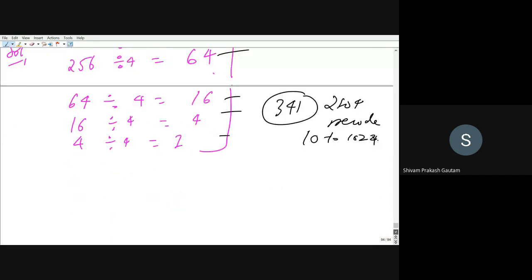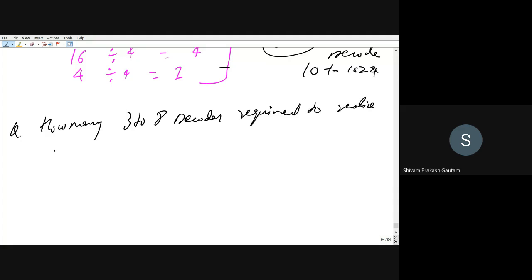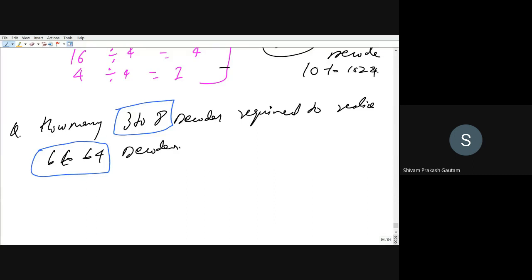For one more example, let us take: how many 3 to 8 decoders will be required to realize a 6 to 64 decoder? So you can see you finally want to make a 6 to 64 decoder, but right now what you have in your hand is only a 3 to 8 decoder. So you can only use 3 to 8 decoders, but you want to realize a 6 to 64 decoder.